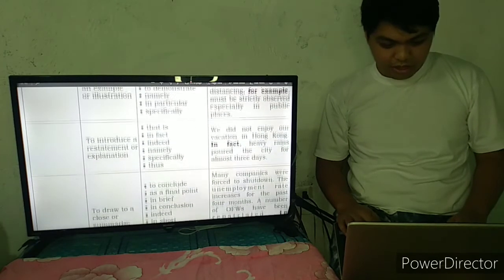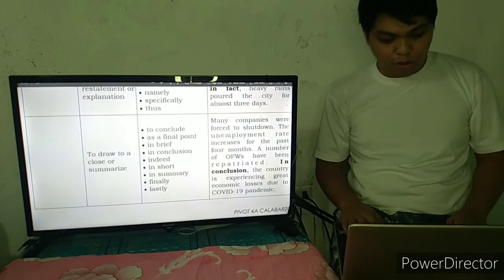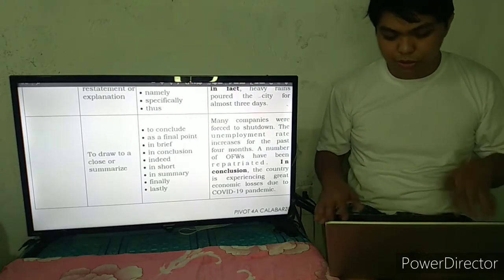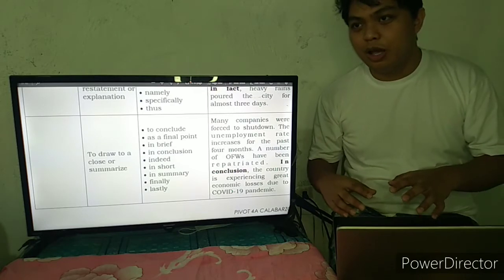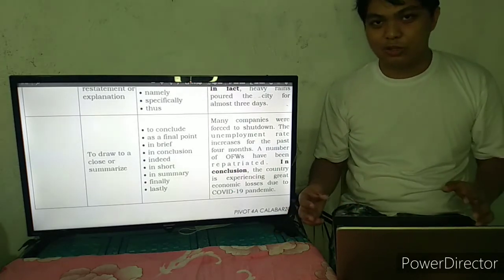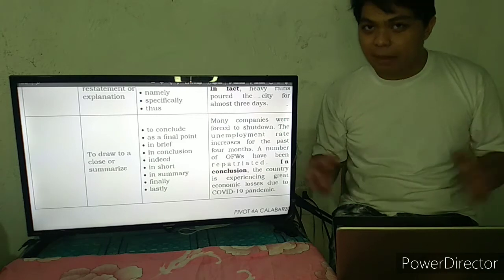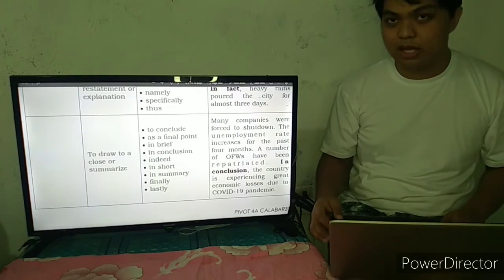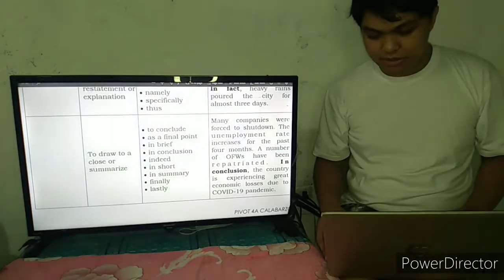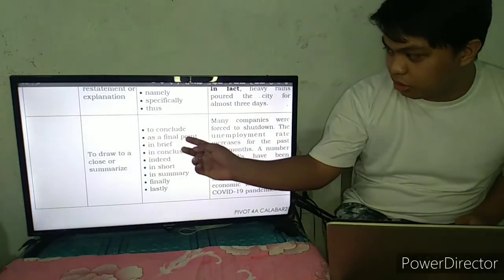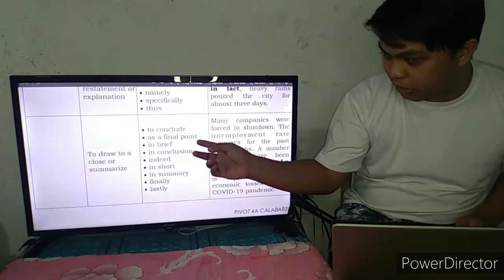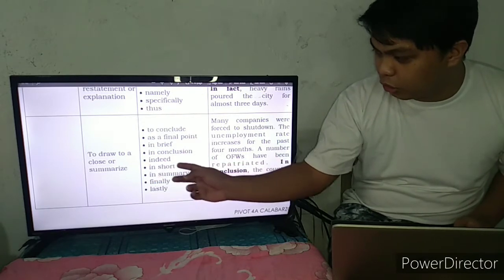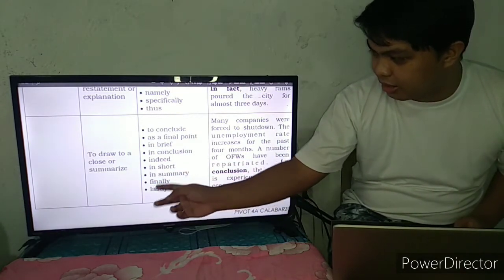Okay. Next one is to draw or to close or summarize. To draw, to close, or summarize. So, ito naman yung pagbibigay natin ng explanation kung saan isinasummarize natin, pinapaikli natin ang madaming idea into one simple sentence or to one compound sentence. Okay, for example, to conclude, as a final point, in brief, in conclusion, indeed, in short, in summary, finally, lastly.